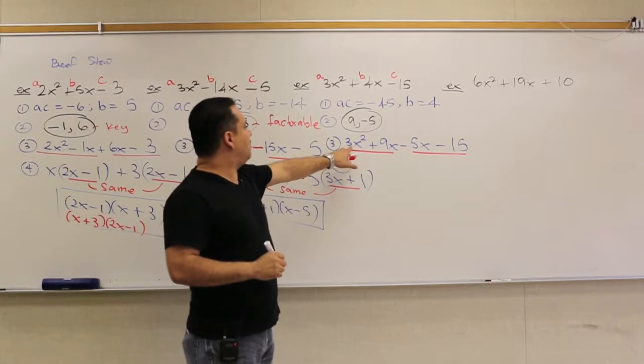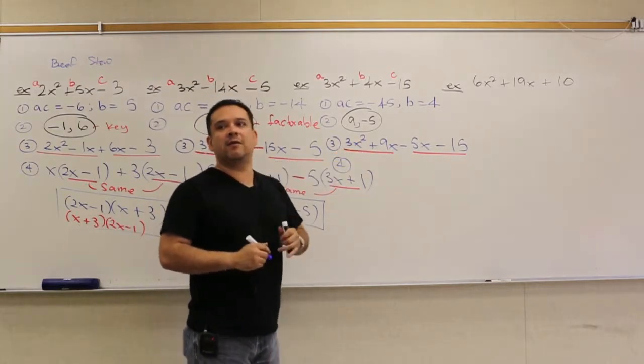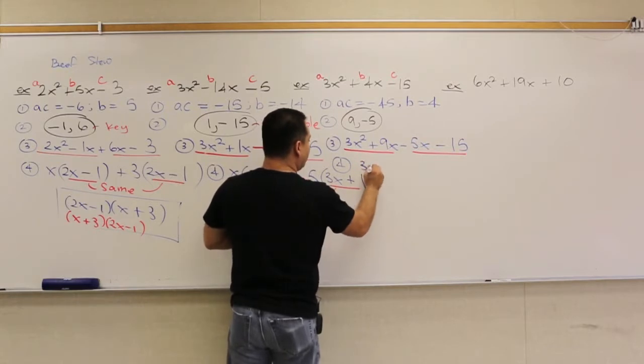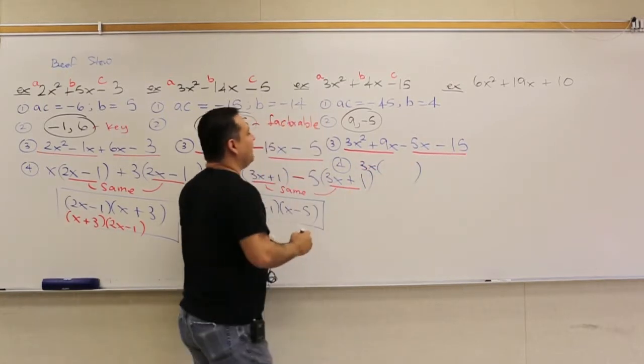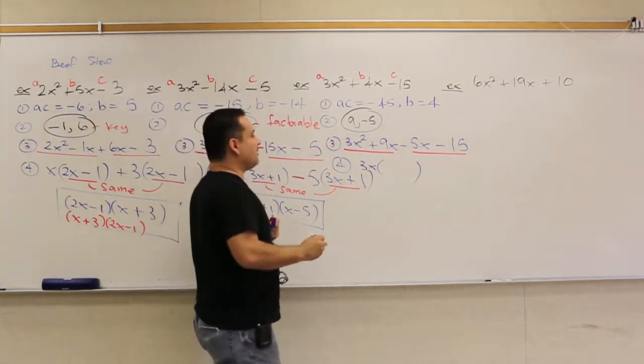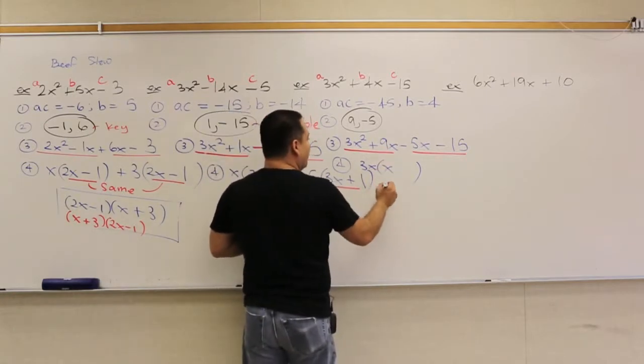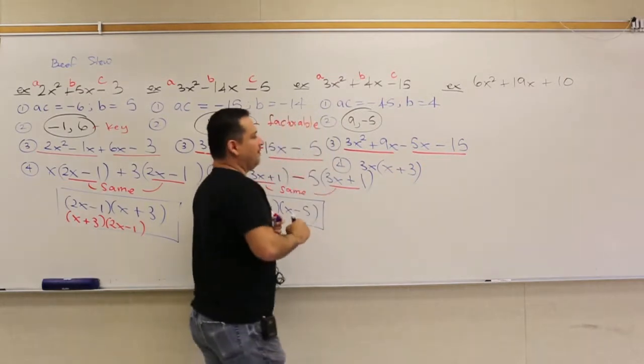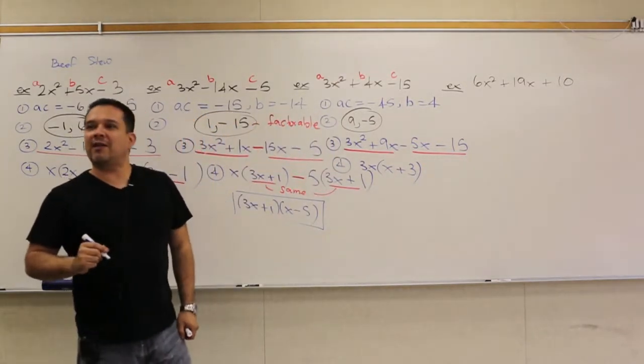Okay, so 3x squared and 9x. What is it, 3x? What's 3x squared divided by 3x? Is that x? What's 9x divided by 3x? Is that 3? Okay, you okay with this?